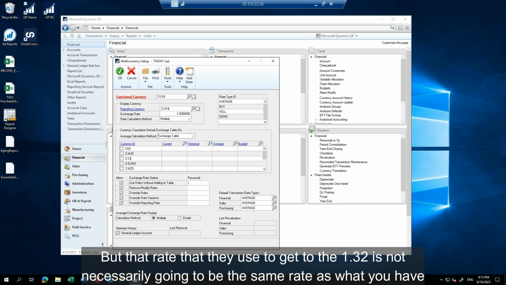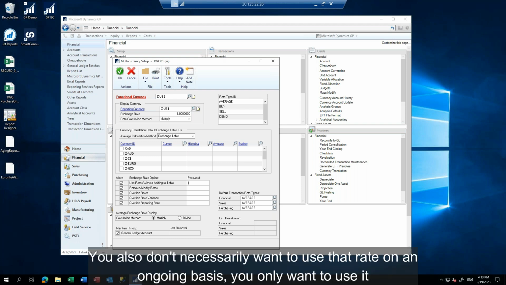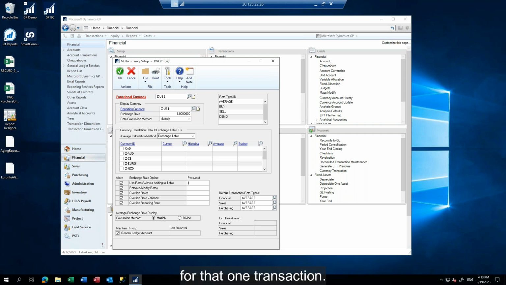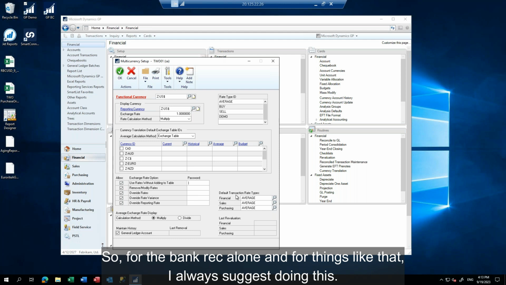But that rate that they use to get to the 1.32 is not necessarily going to be the same rate as what you have in your tables. You also don't necessarily want to use that rate on an ongoing basis. You only want to use it for that one transaction. If this is not toggled here, you will not be able to use that single rate for that one transaction. So for the bank rec alone, and for things like that, I always suggest doing this.